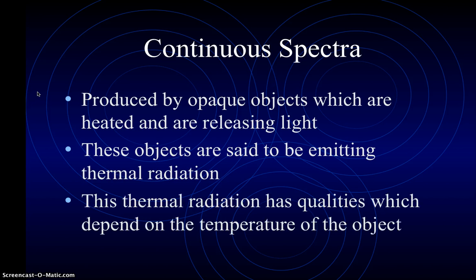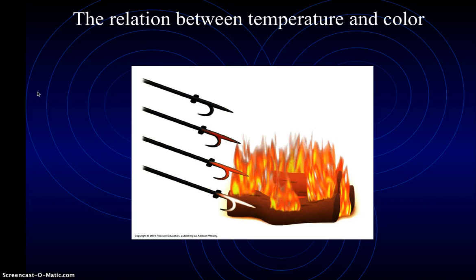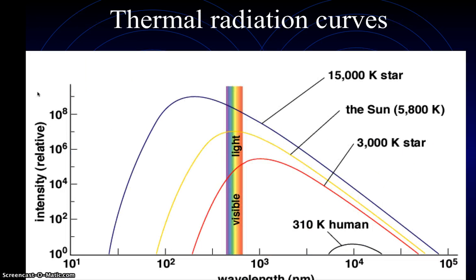And so we want to look at the different qualities that depend on the temperature. We know that as we heat up this poker, it's going to go from a dull red to an orange to white hot, if we could get it that hot. So that's the first relationship we're interested in, and it has to do with what we call these thermal radiation curves, which I also had a short video on.